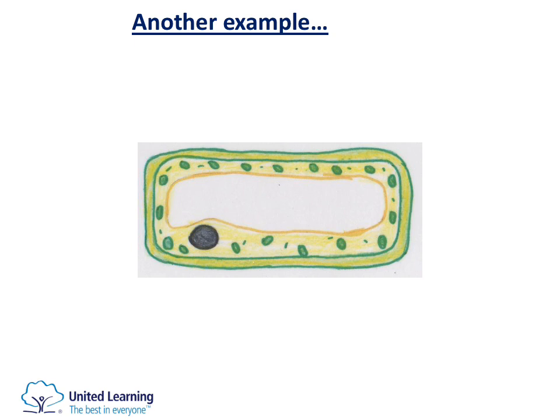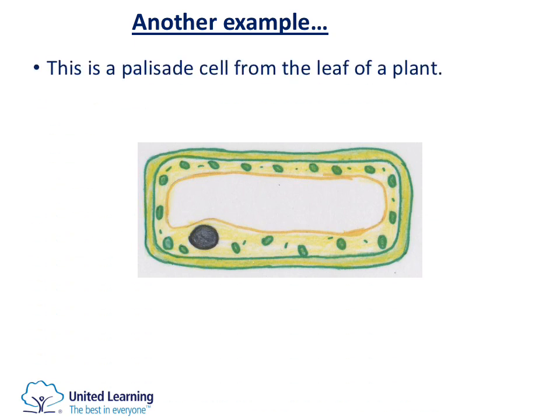Another example. Here we've got a palisade cell. They're only found in plants, so we don't have palisade cells in animals. What features can you see on this image? So think about your organelles. Have we got a cell wall, cell membrane? Have we got a nucleus? What can you see? Just have a think.